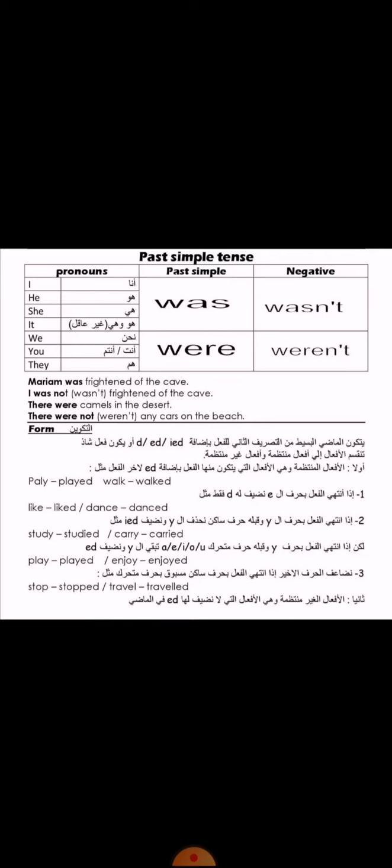Examples: Mariam was frightened of the cave. I wasn't frightened of the cave. There were camels in the desert. There weren't any cars on the beach.